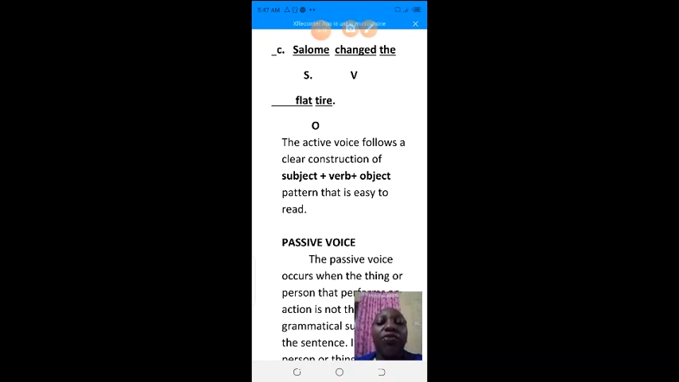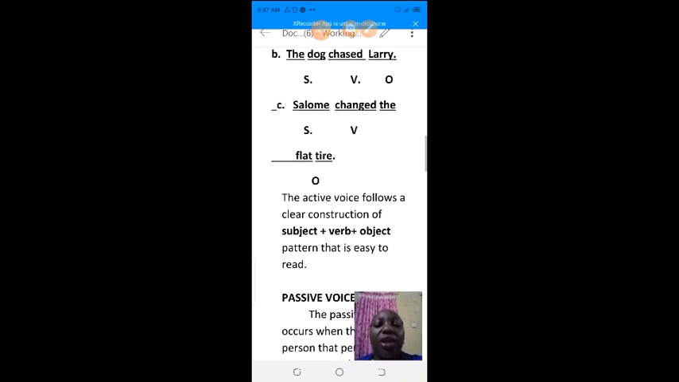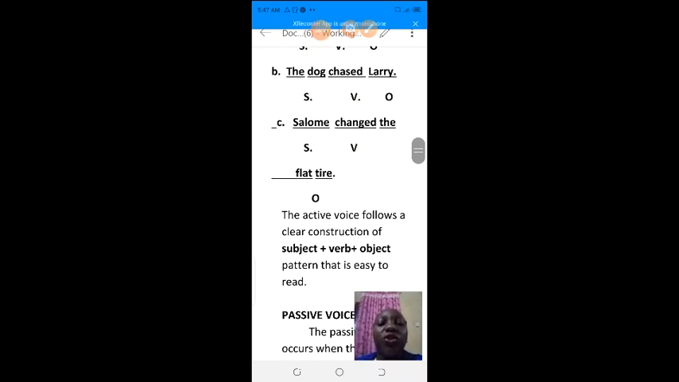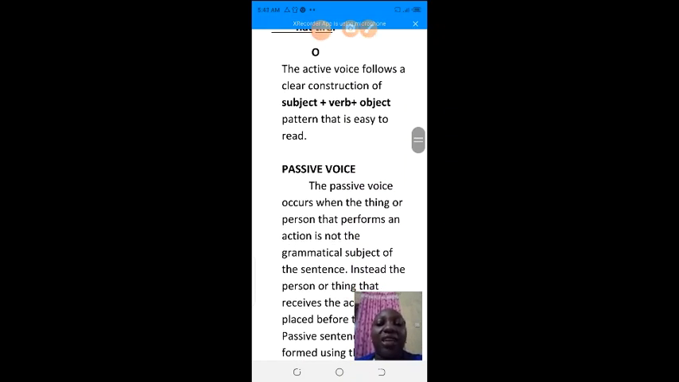The active voice follows a clear construction of subject, verb, and object. So when a sentence is in the active voice, it will have a subject, a verb, and an object, like the examples we've treated above. That pattern is quite easy to read. So when we have an active sentence, you should be sure that the subject comes first, then the verb, and then the object. That is the construction, the pattern, or you can call it the formula for active construction.